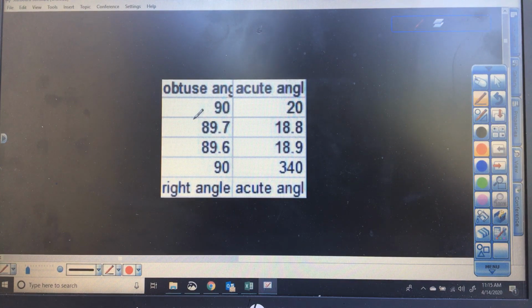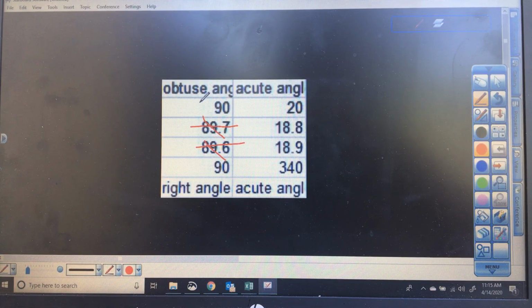When somebody turns in an answer that says 89.7 because they want to be very specific with their protractor and they're counting the itty-bitty tiny tick marks, that's a waste of time. Do not type in any decimals.